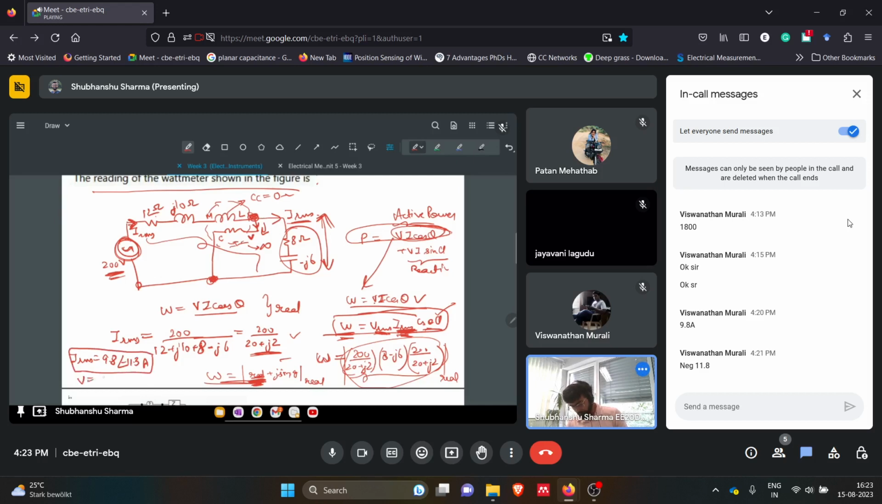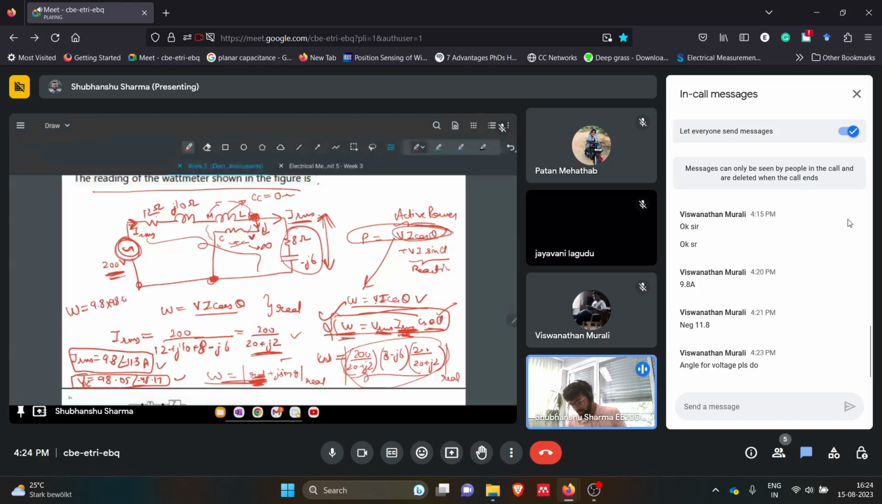V, the power coil voltage, is 98.05 angle minus 48.17. Okay, this is the power coil voltage. So if we have this, we have this, we can simply substitute. The wattmeter reading, the real part, will be 9.8 into 98.05 into cos of 48.17 minus 11.3. So this is the reading, which will be equal to 0.768 kilowatt.